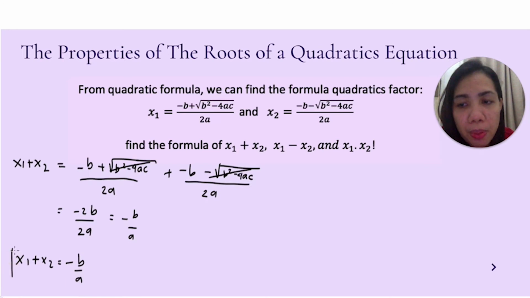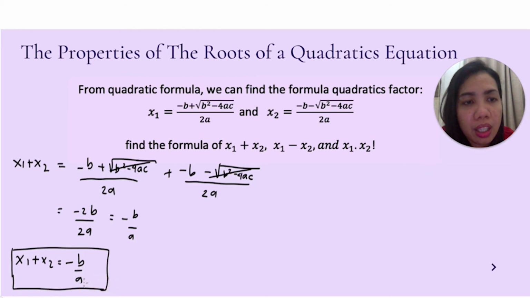So actually we can know the value of the addition of the factors of the quadratic equation just by minus b over a. Without knowing first what x1 and x2 are, actually we can know the value of the addition of both factors. Okay, now for x1 minus x2.